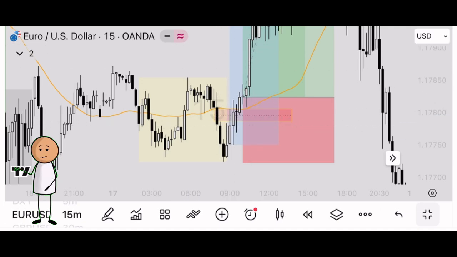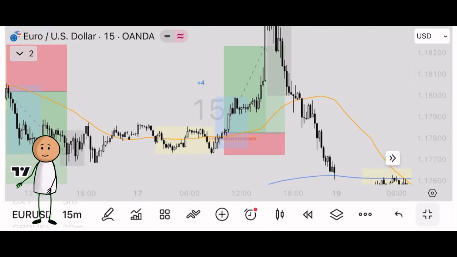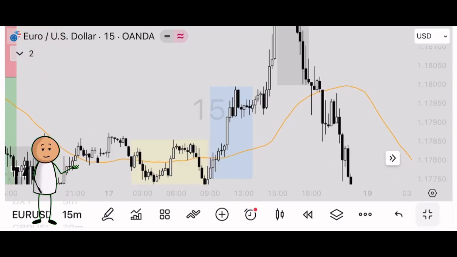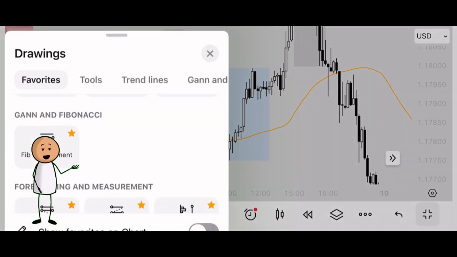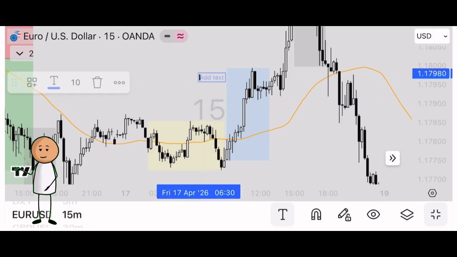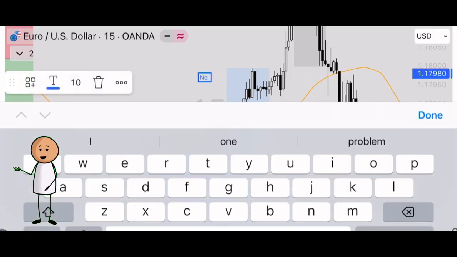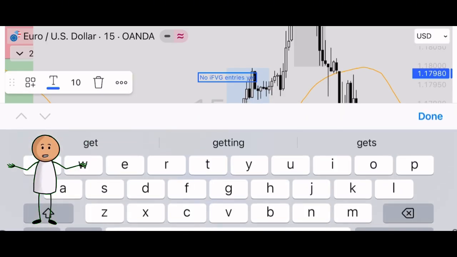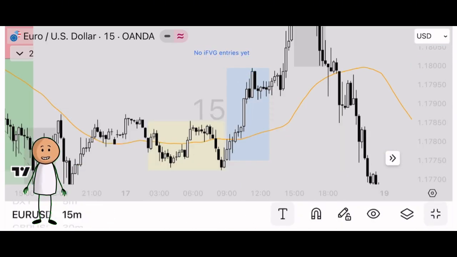So right here with this inverse fair value gap, but I'm not yet taking inverse fair value gap trades, so I'm going to remove this. I haven't implemented it in my system. So right here I'm just going to write no, I don't have inverse fair value gap entries yet. So we go to the next entry.